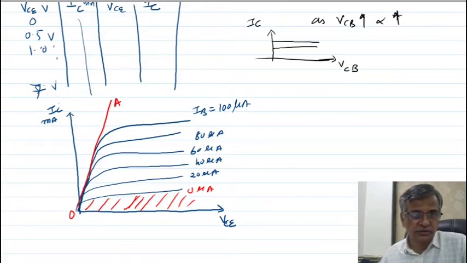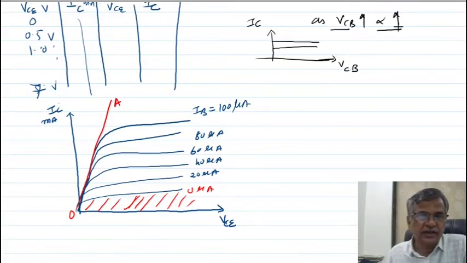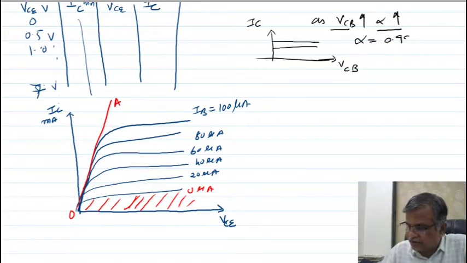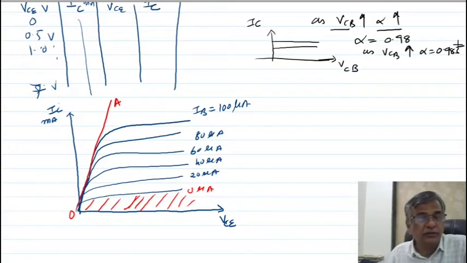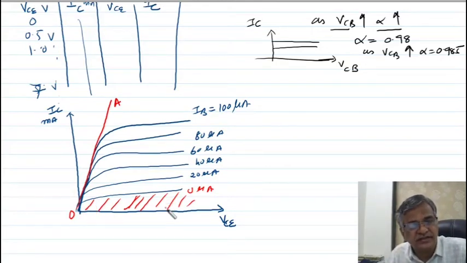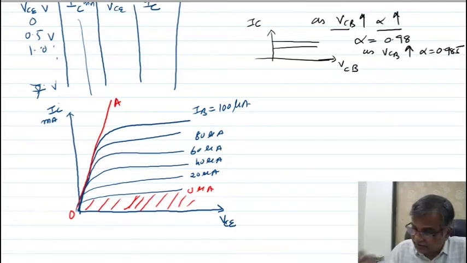Due to base width modulation, there are three consequences. First, as VCB increases, alpha increases. Just for your understanding, if alpha is 0.98, then as VCB increases alpha becomes 0.985, meaning only 0.5% increase. As alpha increases, see the effect on beta. If alpha is 0.98, then your beta is 49.